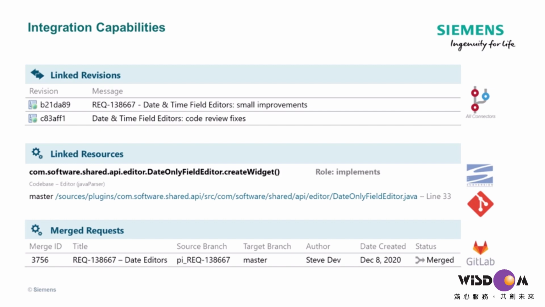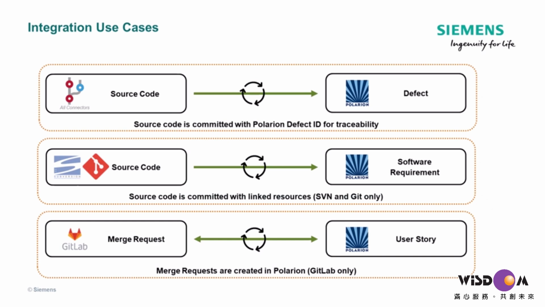Lastly, the GitLab connector will allow the creation of merge requests from Polarion work items and the ability to follow their status. The Polarion and software version control integration can be used to cover different types of use cases. Here are some common examples. Your software team is using Polarion to track the resolution of defects. Once the defect is created and source code needs to be modified, all changes done to the impacted source code can be traced to the defect.